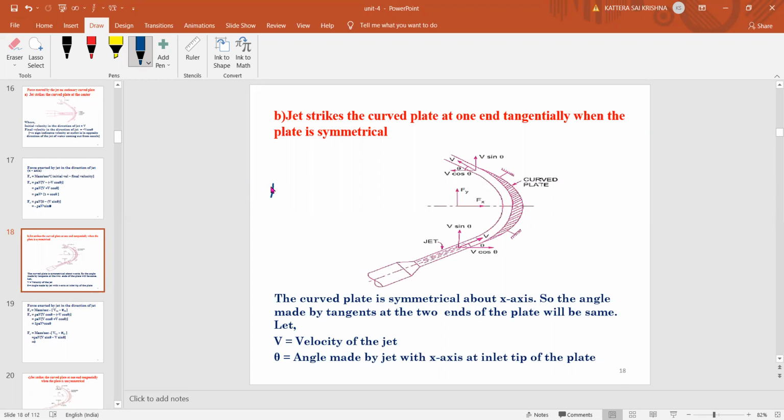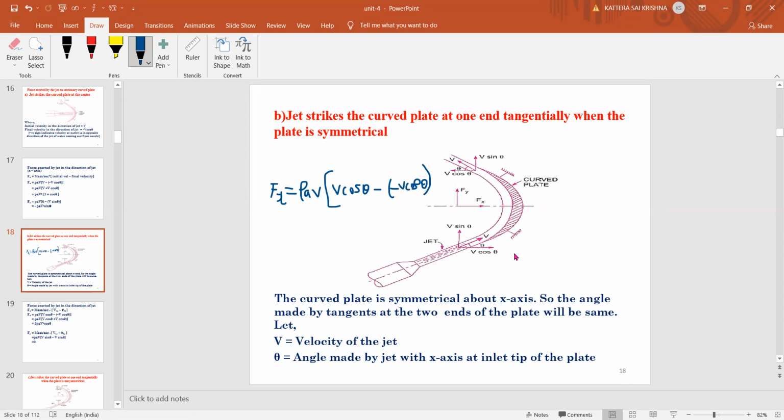Okay, so Fx I'm writing here, roughly you can see. Fx is equal to mass per time, that is, I'm directly writing rho into area into velocity, into initial velocity in x direction. So what we have in x direction is v cos theta, minus, next, what we have? We have final velocity in x direction. So final velocity in x direction is v cos theta in opposite direction. So that is minus v cos theta.